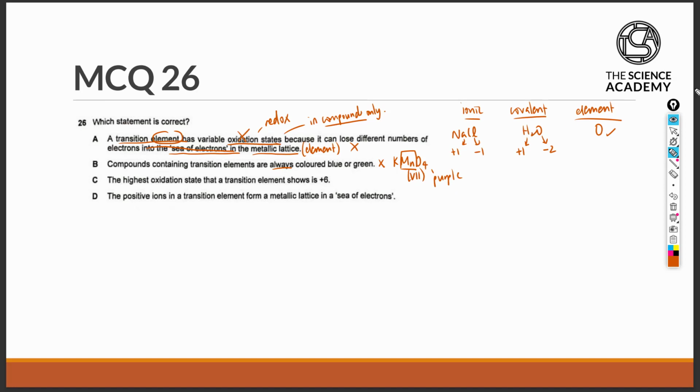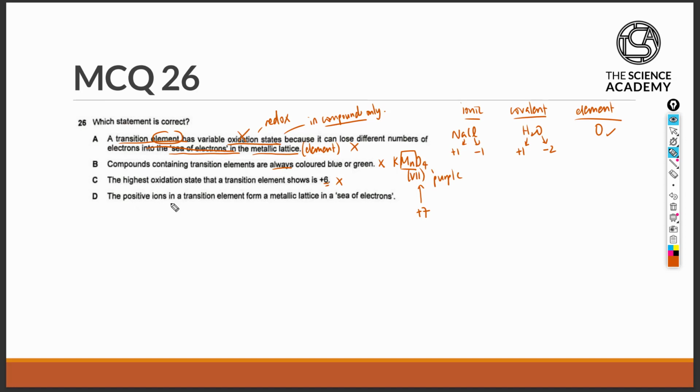C. The highest oxidation state that a transition element shows is +6. This option is wrong because we know that manganese, which is a transition element, can have an oxidation state of up to +7, which is already greater than +6. So this will not be the highest oxidation state.